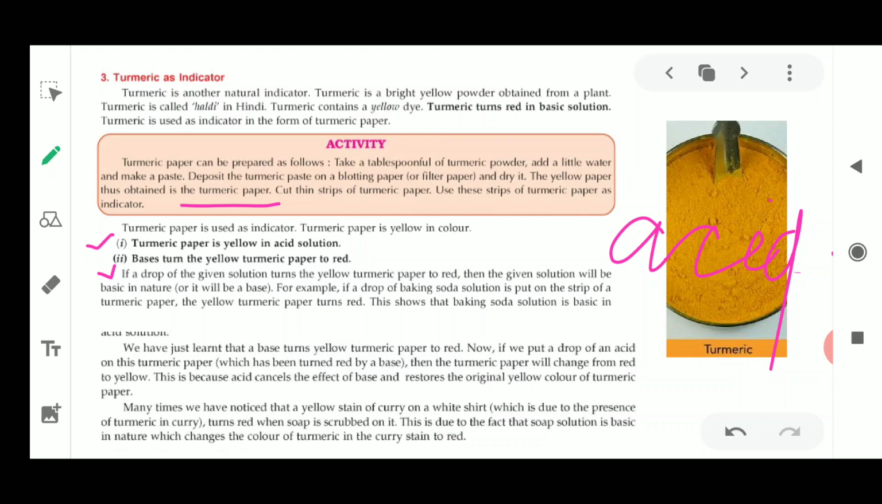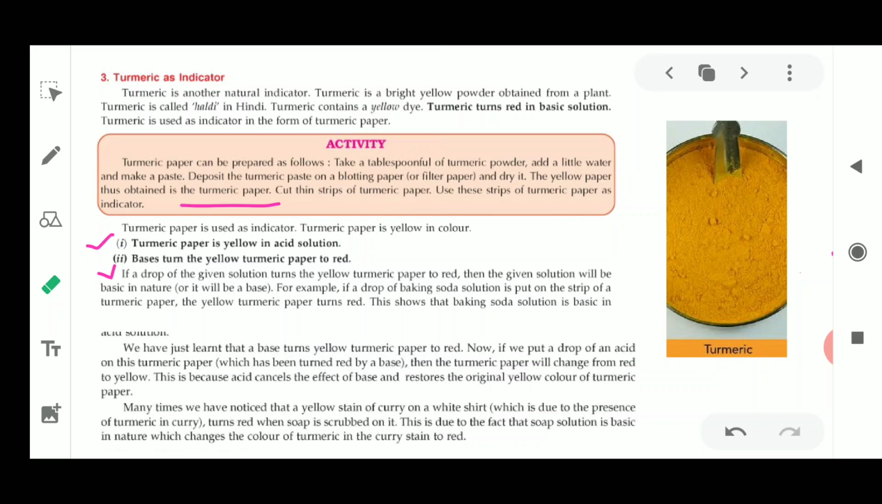Now if you drop a given solution and it turns yellow turmeric paper to red, it means the given solution will be basic in nature. It contains base. For example, if you put baking soda solution on the strip of turmeric paper, it is going to turn yellow color into red color. It is going to show you a red color change, which is telling that the baking soda is basic in nature.